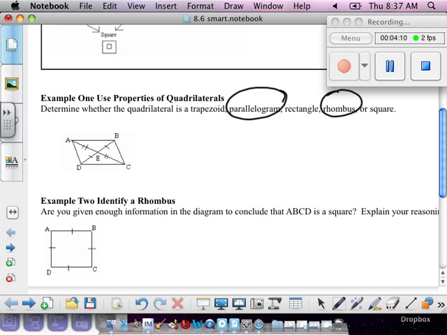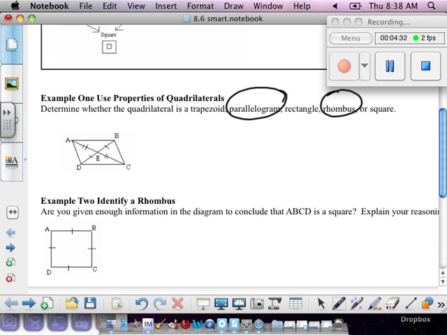So let's look at our family tree from yesterday. Let's think, what had that diagonals bisected each other? Did a polygon? No. What about a quadrilateral? A quadrilateral? No. So what had that diagonals bisect each other?